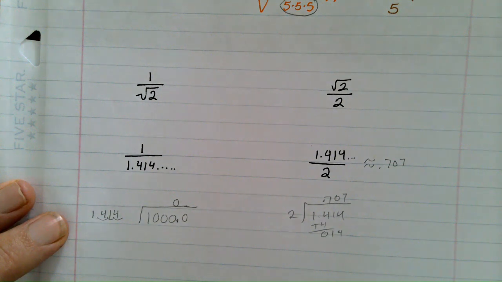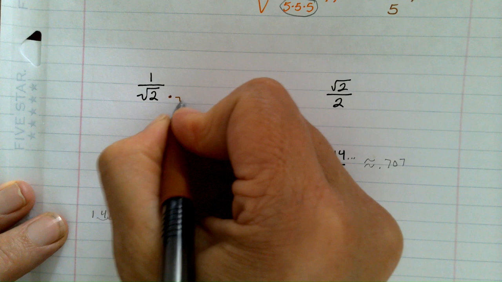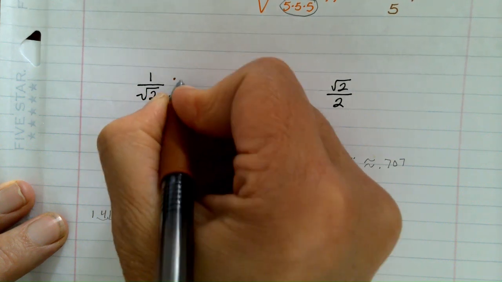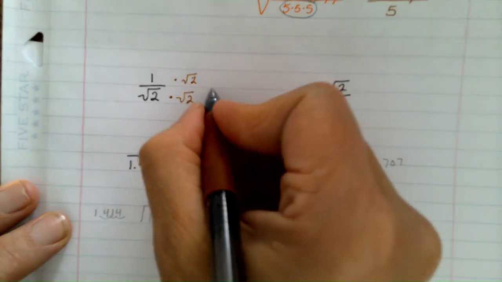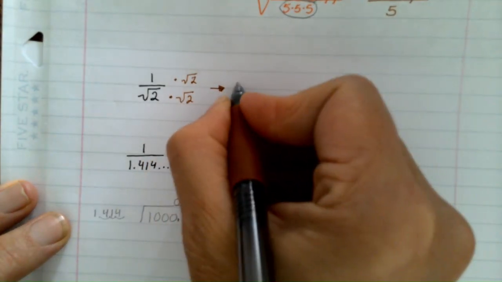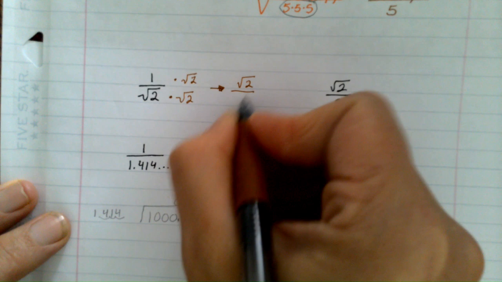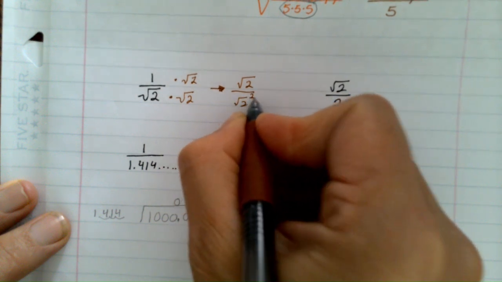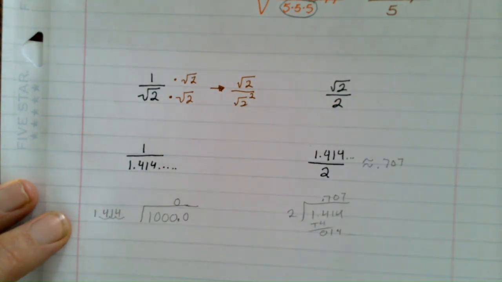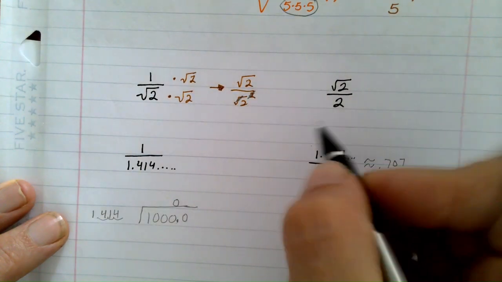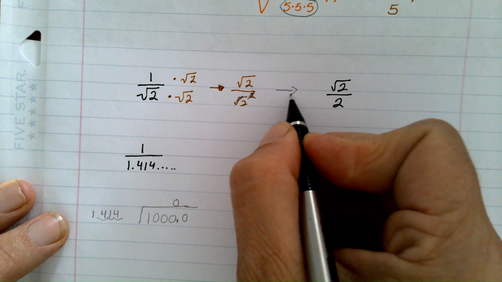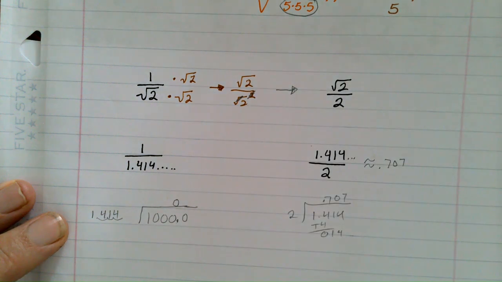Why am I comparing these? Well, if I multiply by this numerator and denominator, that would give me the square root of 2 for the numerator and the square root of 2 squared for the denominator. And the square and the square root are inverse operations, so they cancel out, which is the square root of 2 over 2. They are equivalent problems, just written in different formats.